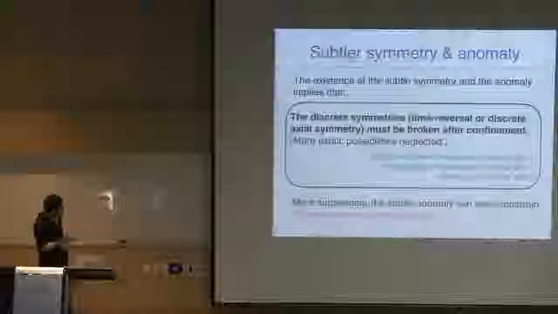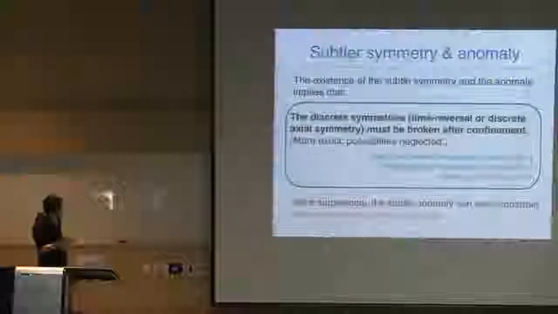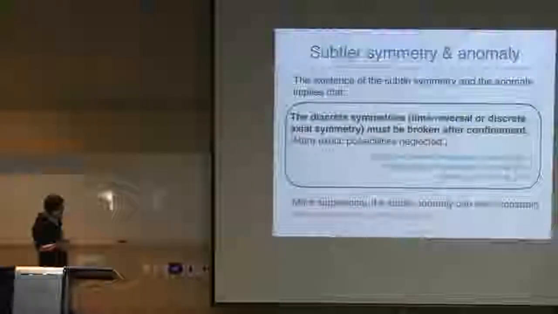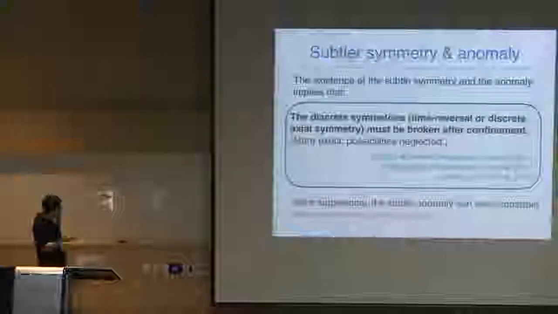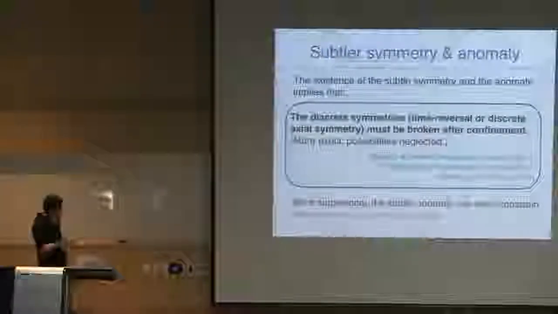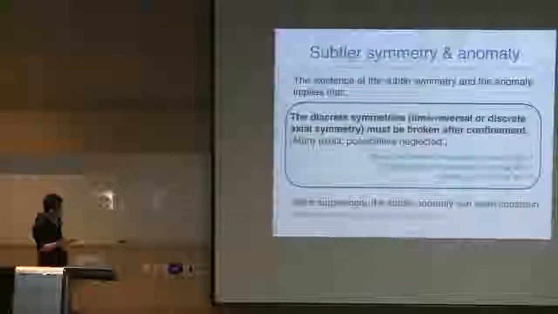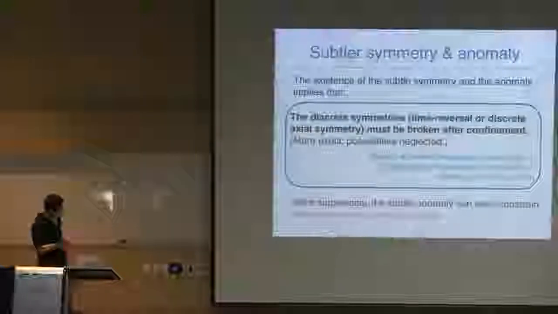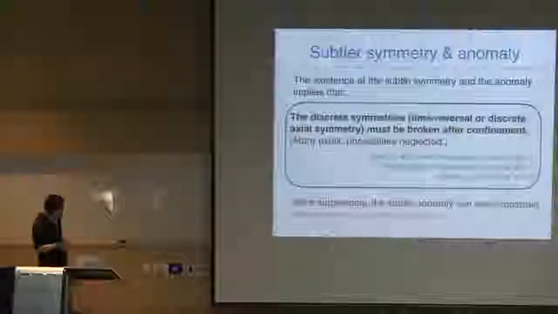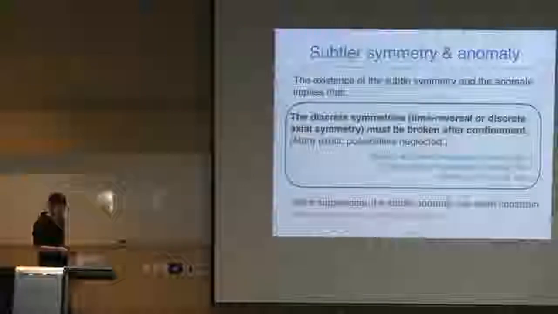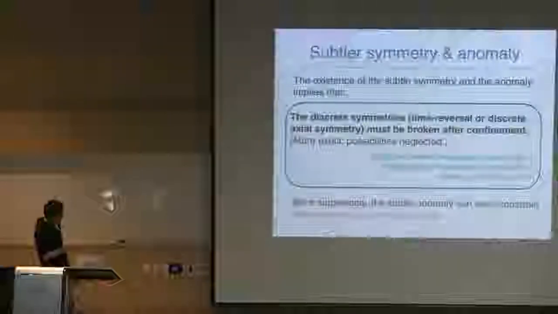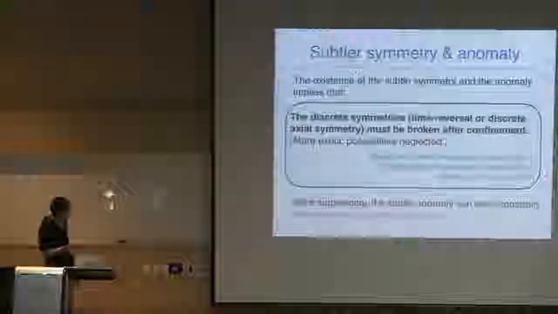Then the existence of this subtle center symmetry and the anomaly implies that the discrete symmetries, that is time reversal or axial symmetry, must be broken after confinement. But here, I have to neglect some more exotic possibilities. But basically, I believe this is what happens. So discrete symmetries must be spontaneously broken. I will review this later. So in this way, we can get an interesting relation between the concept of confinement and the symmetry breaking, even in these pure Yang-Mills theories and N=1 super Yang-Mills theories.